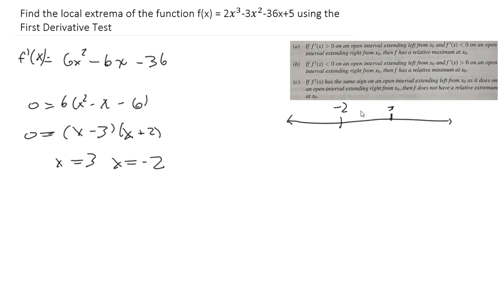So we're going to do something in between negative 2 and 3, which is 0. So we plug in 0 to this function. 0 squared minus 0 minus 6. You get negative 6. So we know this is decreasing. Now let's try something greater than 3. Let's try 4. So we'd have 4 squared, 16, 16 minus 4 minus 6. So 16 minus 10, we're at positive 6. So that means this is positive here.